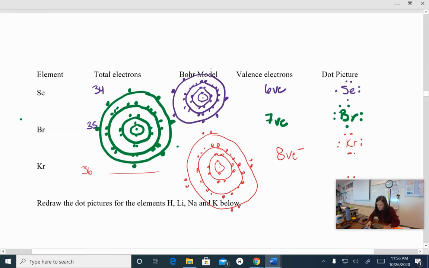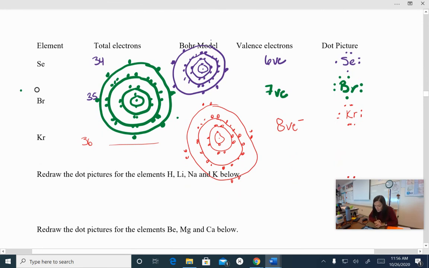All right. So hopefully you understood that each row on the periodic table is an energy level. And every time we added another electron, we added an electron on that energy level until we switched rows. So hopefully you have a fairly good idea of how to draw the Bohr model.